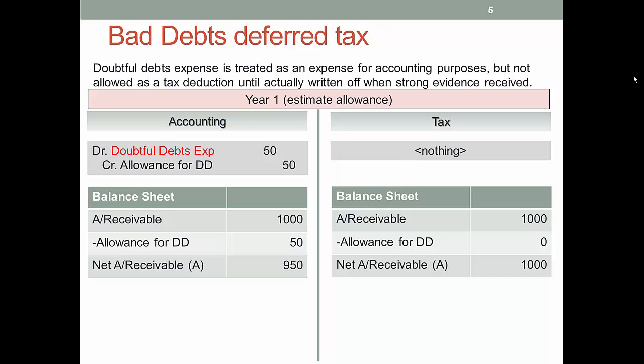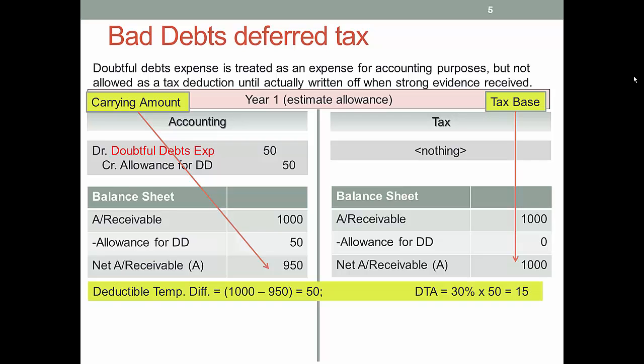Okay, let's follow through the implications of this for second year. But before we do that, let's look at what this tells us in terms of DTA and DTL. We've got a carrying amount and a tax base. The carrying amount is the amount on your accounting balance sheet. The tax base is the amount on your tax-based balance sheet. So we know the carrying amount is less than the tax base. And since we're talking about net accounts receivable, we're talking about an asset. So we've got a carrying amount less than a tax base for an asset. In other words, we've got a deductible temporary difference of 50, and that leads to a deferred tax asset of 30% of 50. That's 15. I'm assuming a 30% tax rate.